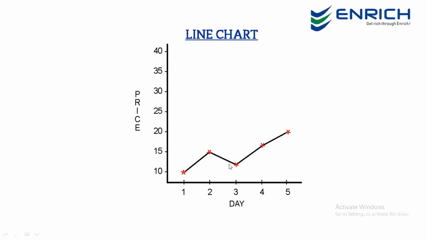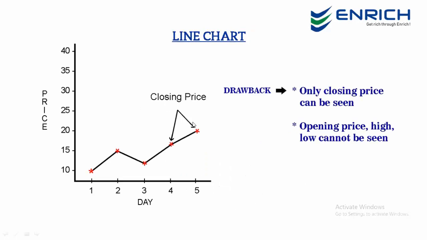Now, these prices that you see: on day 1 it is 10 rupees, on day 2 it is 15, day 3 say approximately 12, day 4 approximately 16 or 17, and day 5 is at 20, 21, right? These prices are just closing prices, okay? So the drawback in a line chart is you cannot see the opening price, you can't see the highest price or the lowest price. If you want to see all these price points, you will need a candlestick pattern, all right?